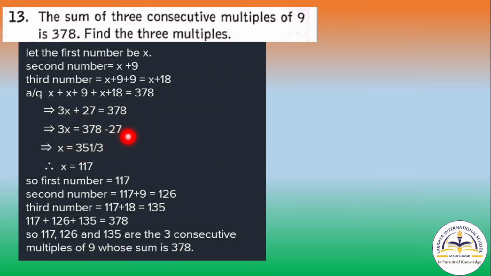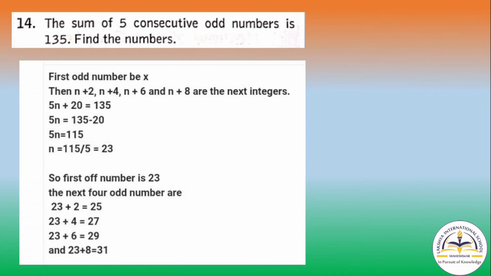Then we subtract 27 and we get the value x equals 117. So the first number is 117, the second number will be plus 9, that will be 126, and for the third number we add 9 more, that will be 135. Now you can also check by adding these 3 numbers; you will get 378. This means these are the correct answers. Now question number 14 you have to solve in the same manner.